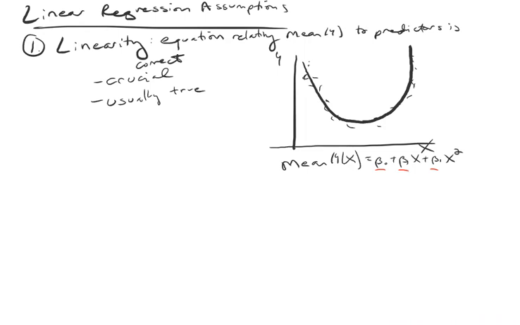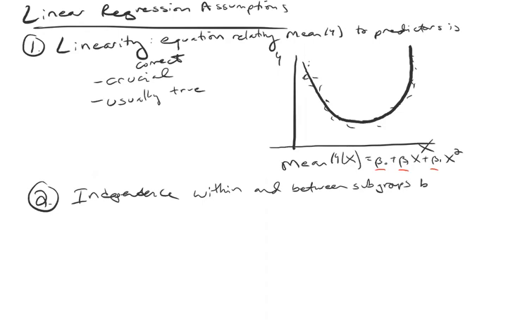The second assumption is independence. Now we're getting into the assumptions that are going to sound a lot like what we have for t-tests. What kind of independence do I mean? Independence within and between subgroups based on X. And I'll explain what that means.